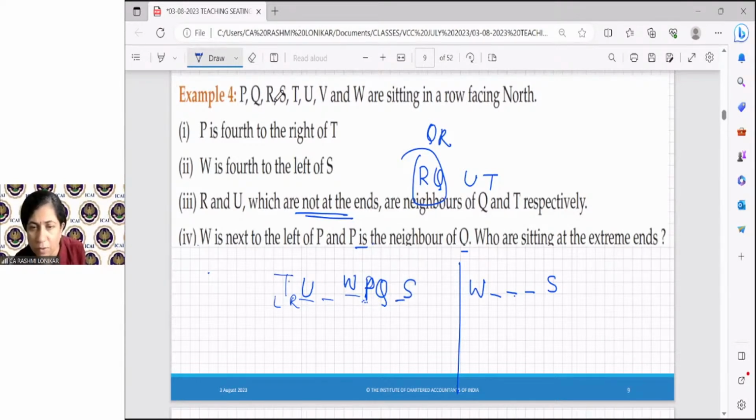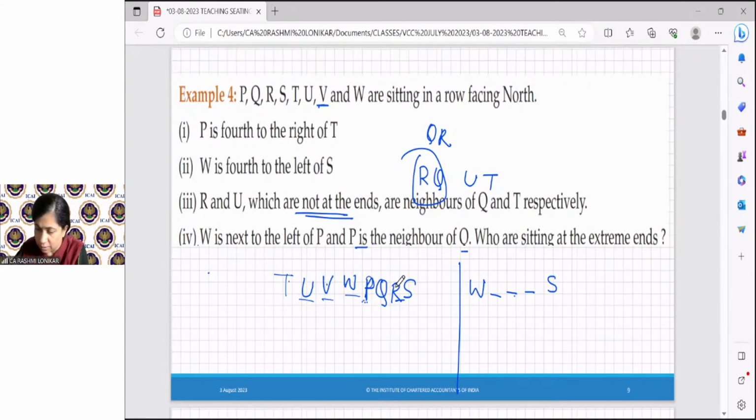How many people do I have? 1, 2, 3, 4, 5, 6, 7, 8. Okay, so I have those 8 people here. What is remaining is writing where R is. So R I am writing here. PQR. Okay, because this is QR or RQ. What is remaining is V. So where is the position for V? Here. 1, 2, 3, 4, 5, 6, 7, 8. Is that clear? First example that we are taking in the class.